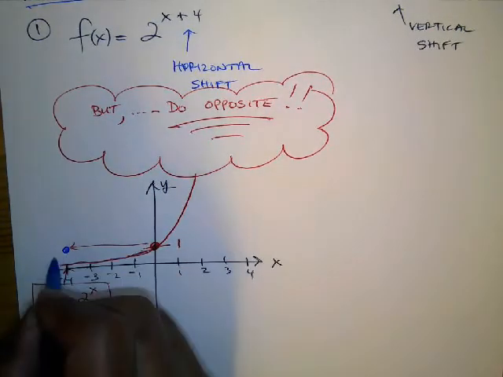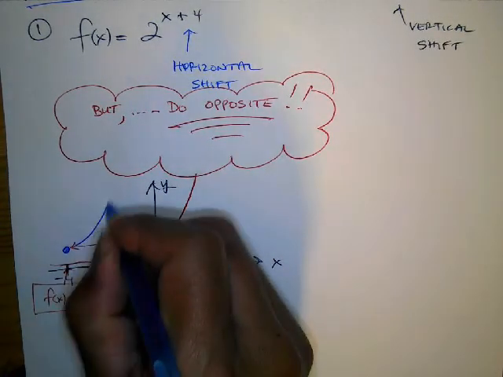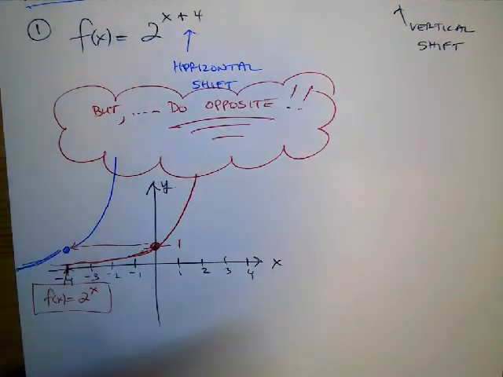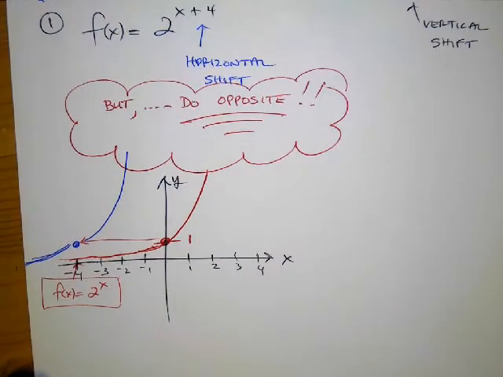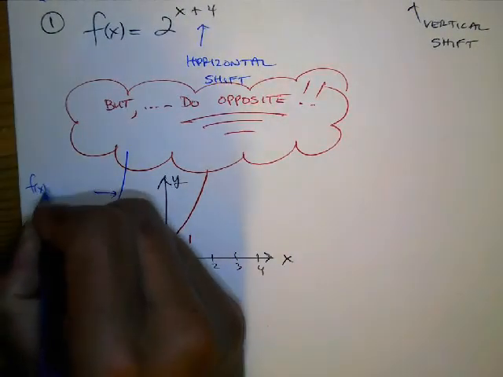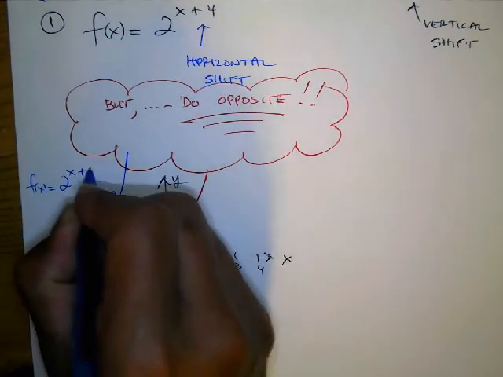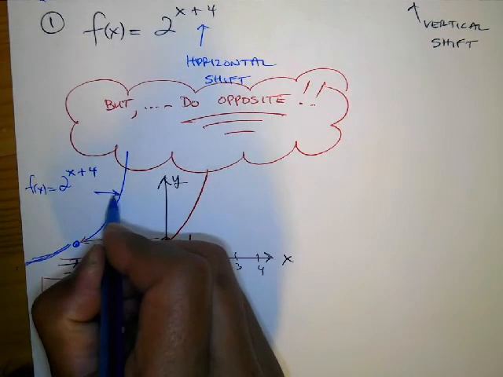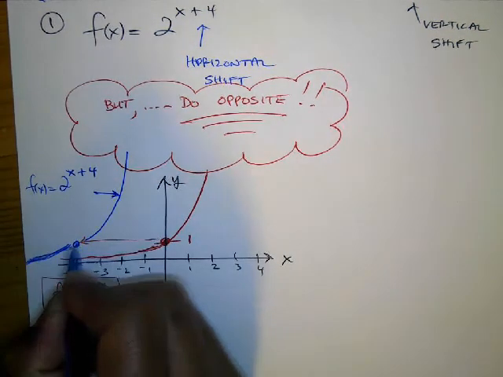Right, because you're doing the opposite. Remember, if it says plus 4, don't move it that way. You'd go right here, go this way. And I ran out of space here. This one would be f of x is equal to 2 to the power of x plus 4.